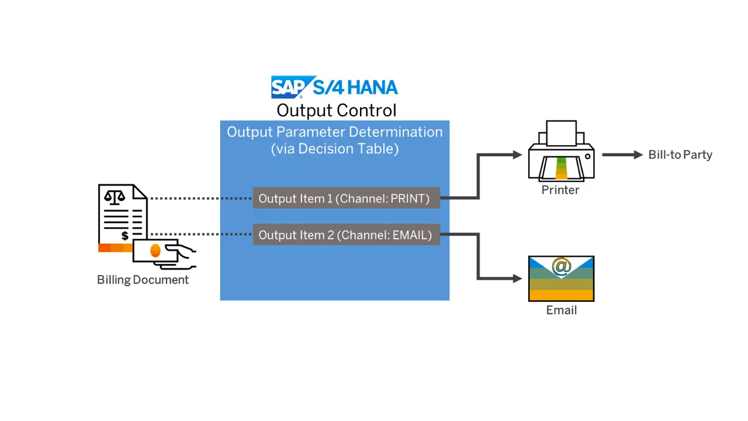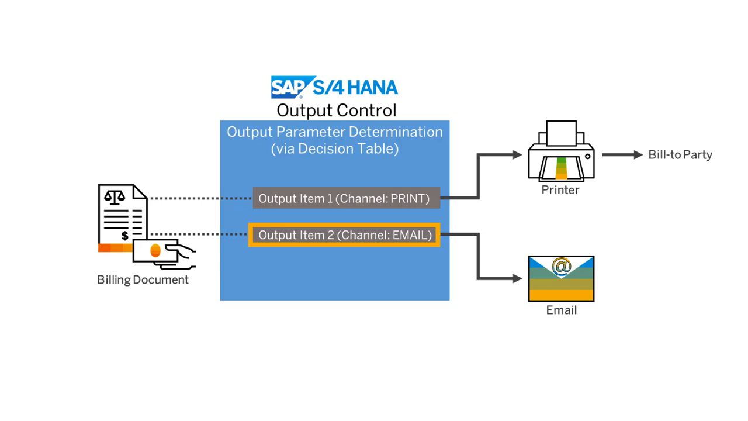SAP S/4HANA Output Control creates output items for billing documents according to business rules and decision tables that we can set up in the Output Parameter Determination app. The system then sends output according to which rules the billing document fulfills. We will now have a look at how we can ensure that the system creates the second output item for all billing documents that fulfill certain criteria.